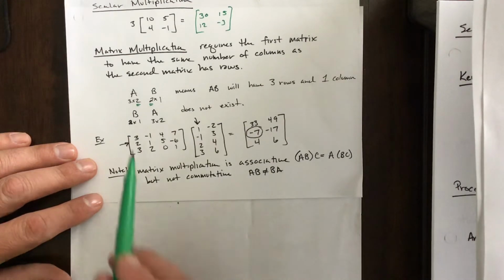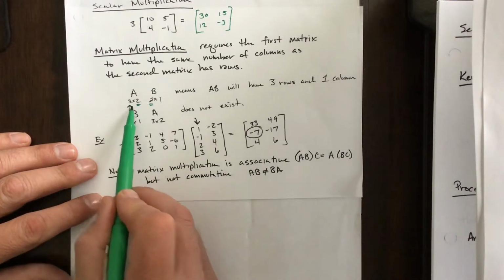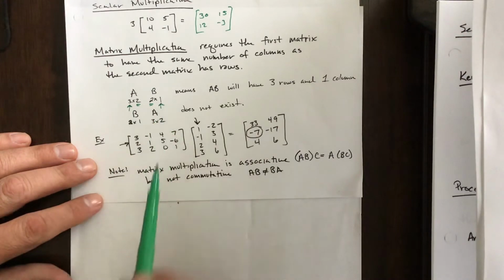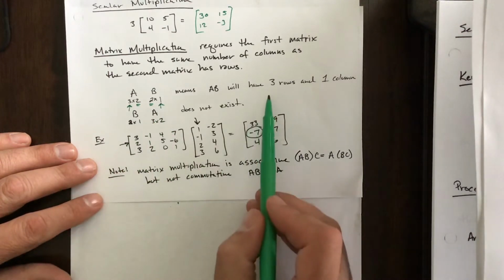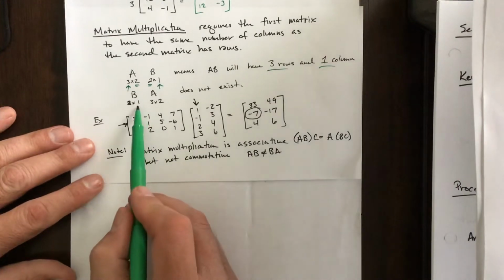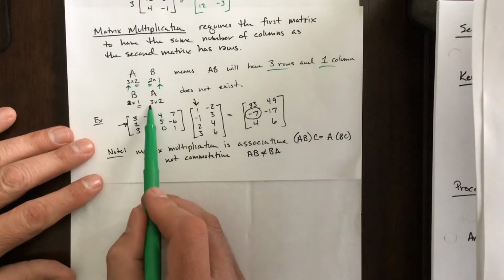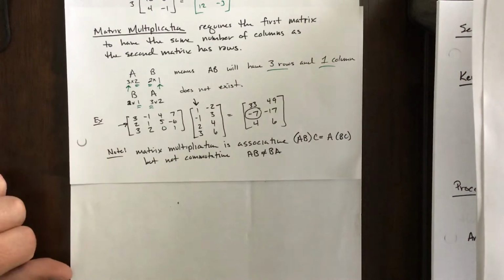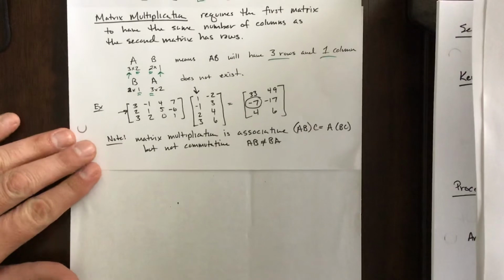And the resultant matrix is the other numbers. It will have 3 rows and 1 column. Here you can see that the number of columns of B doesn't match the number of rows of A, so that product doesn't make sense.